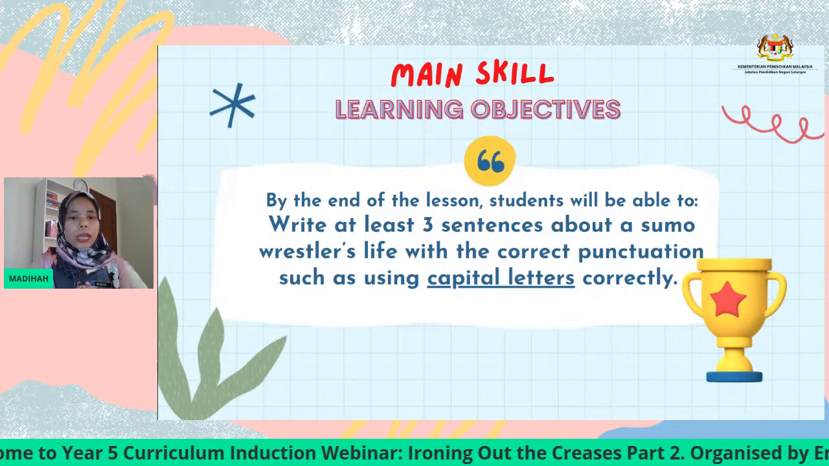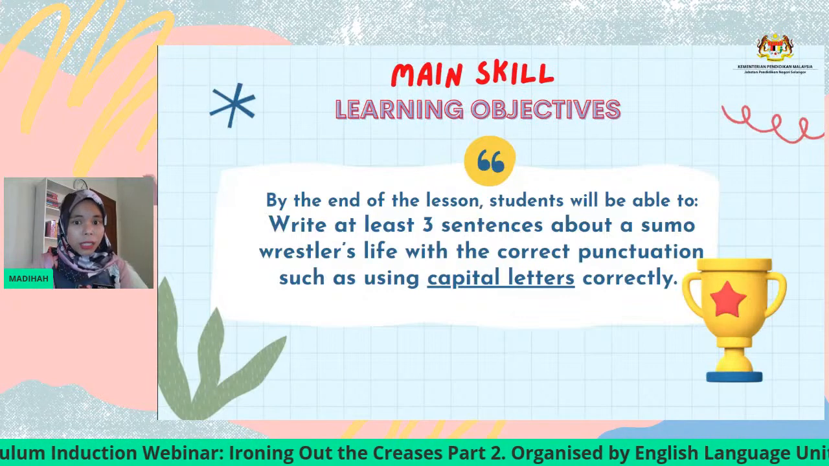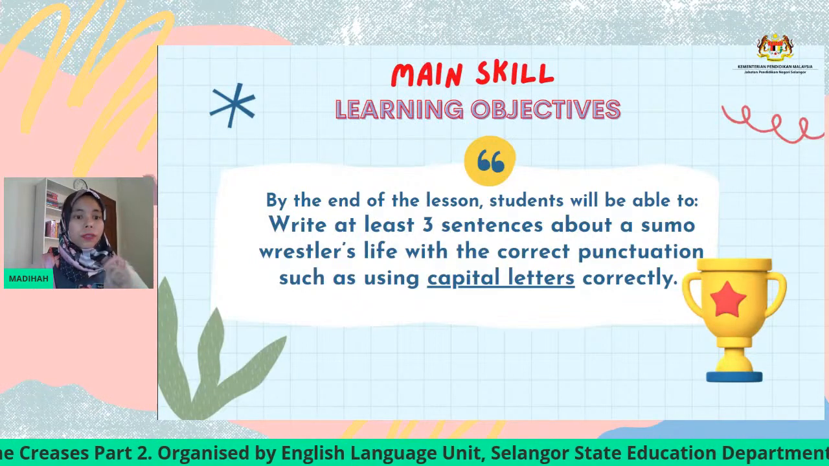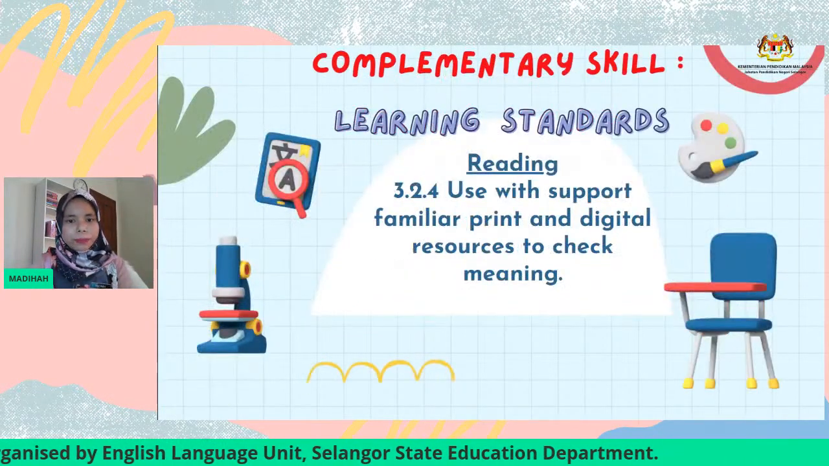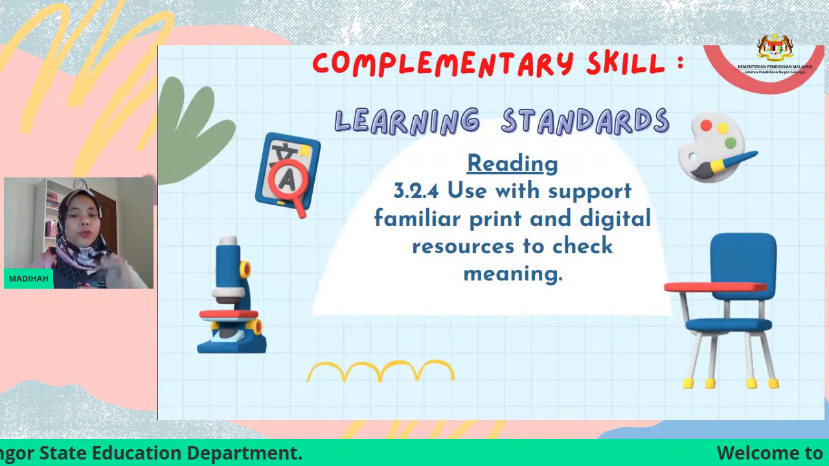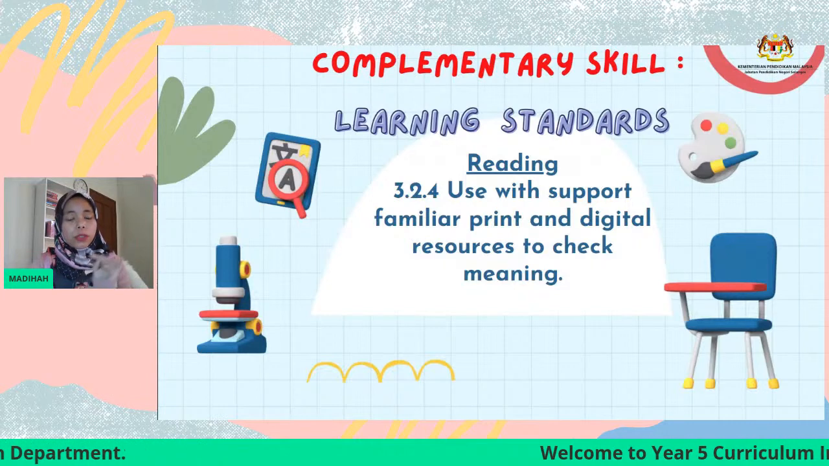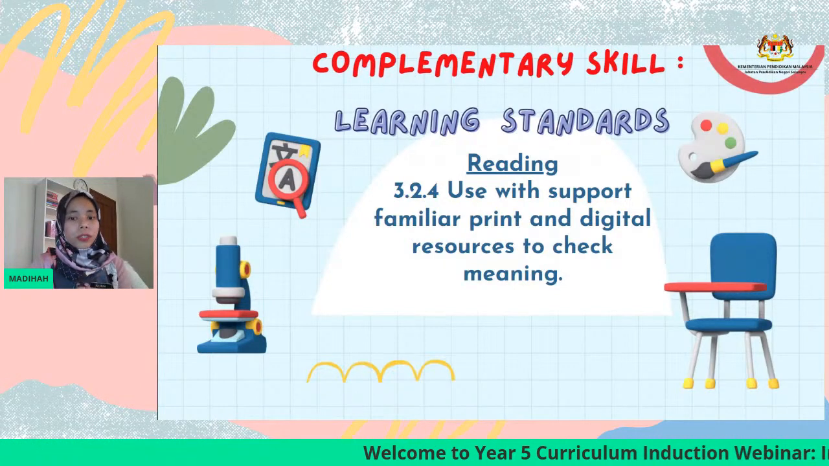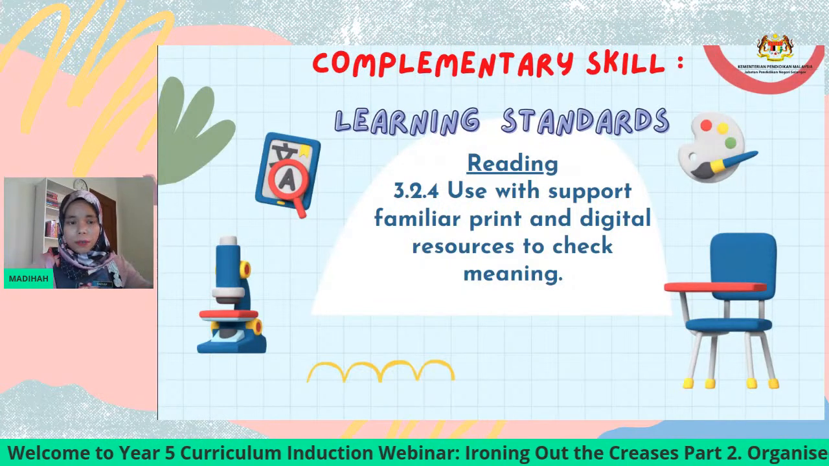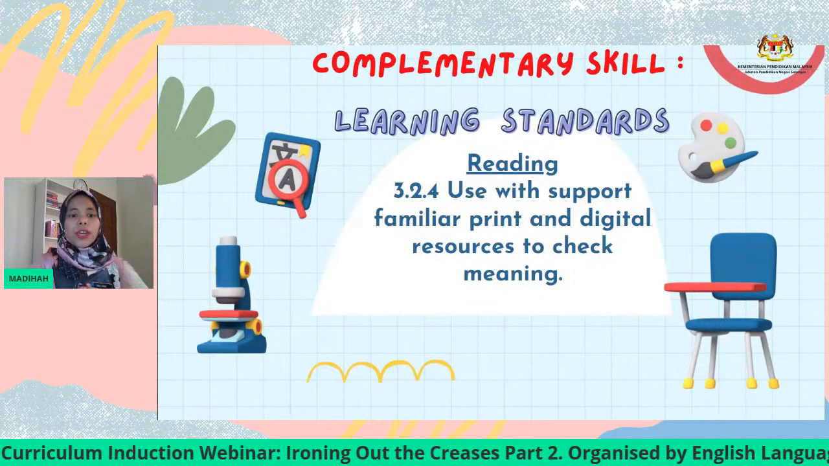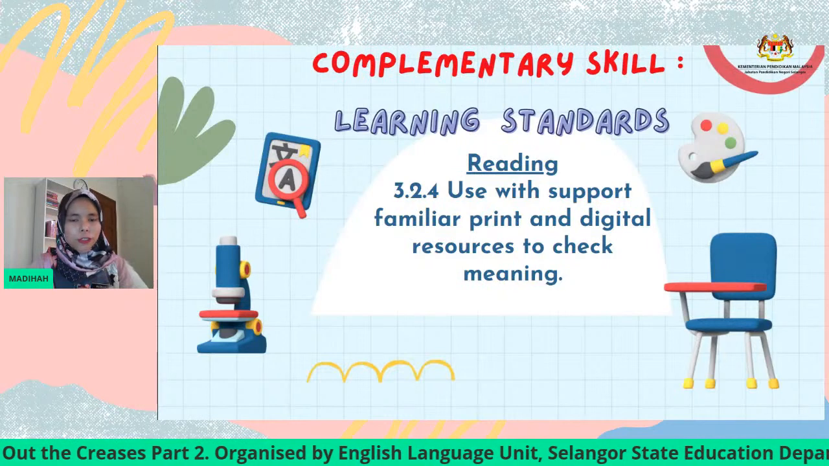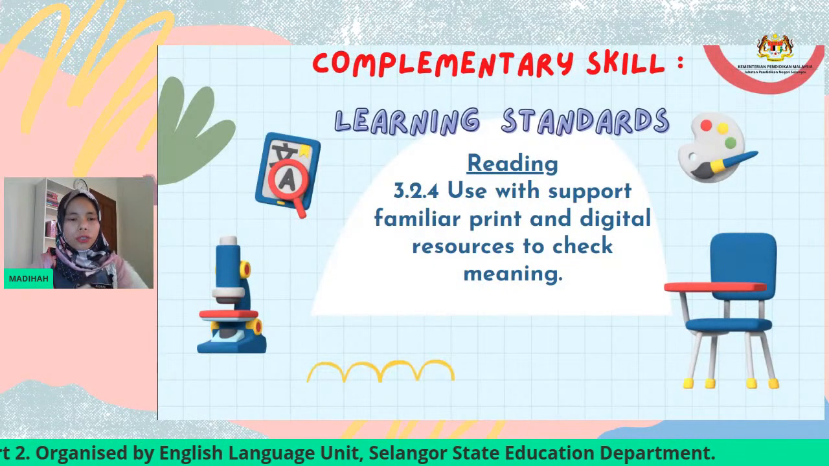All right. As you can see from the objective, it is still under Sumo Wrestler's Life, so we are referring to the same text, which is page 54. Okay, next slide, please. For the second learning standard, which is the complementary skill, we're going to do reading skills: use with support familiar print and digital resources to check meaning. After we used the dictionary for reading lessons, we are going to practice using the dictionary during the writing lesson. So for the complementary skills, we are going to use the dictionary.